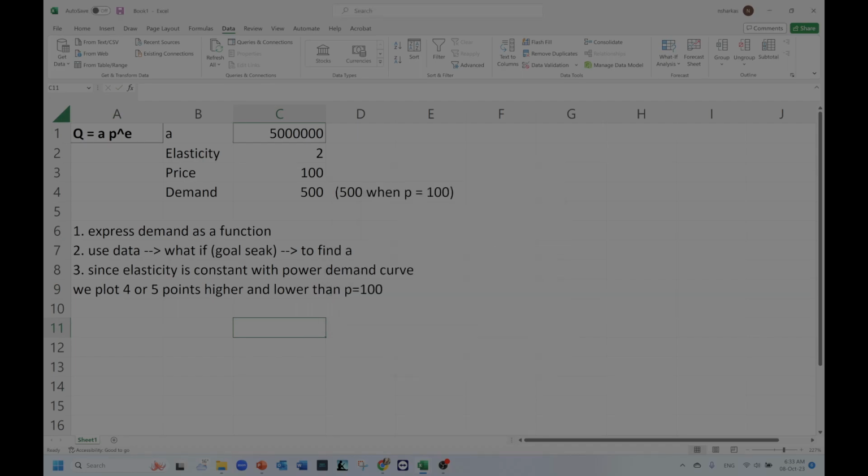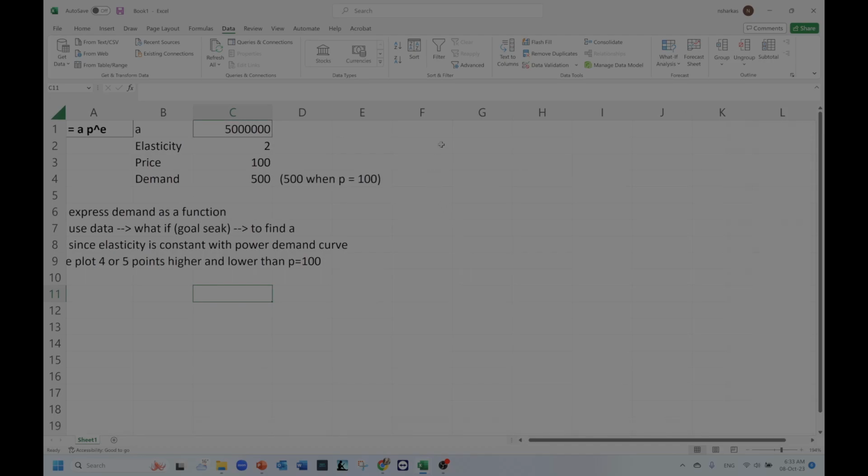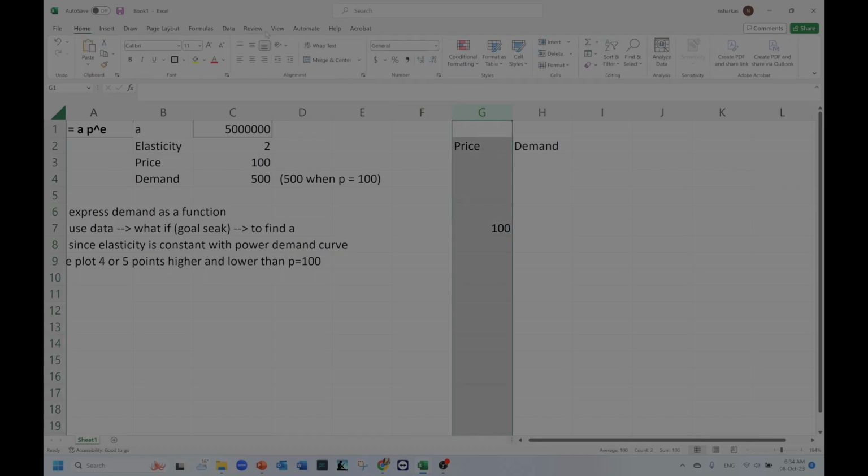Okay, so now we are going to plot here. Let's put here price, and let's put here demand, and here let's say this is 0, 1, 2, 3, 4 above, and this is where we are right now. We are at 100, and this is 1, 2, 3, 4 below. So let's get started here. We're going to have 1, 2, 3, 4, then 100, 1, 2, 3, 4.